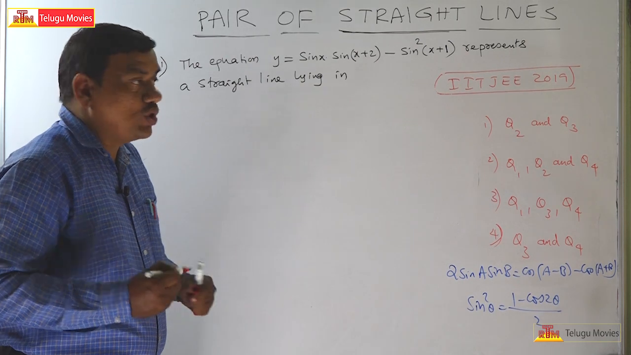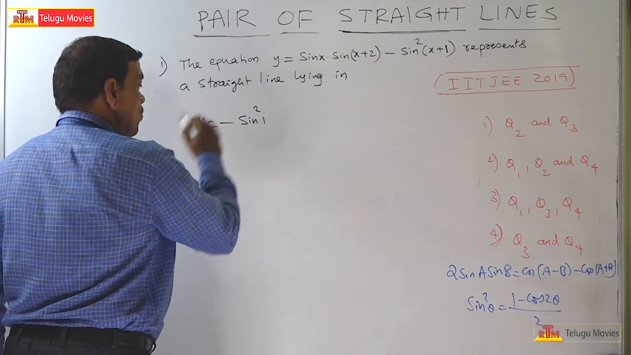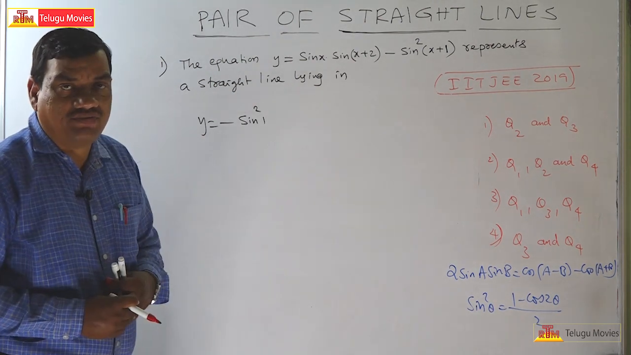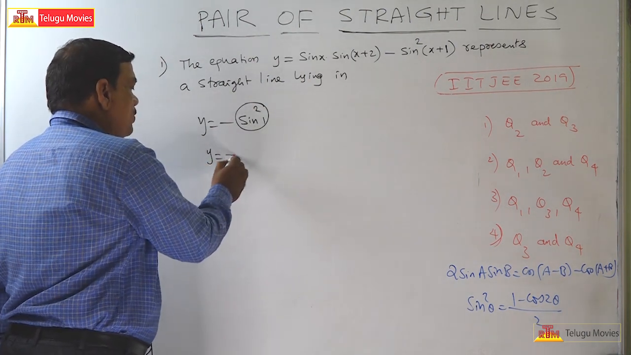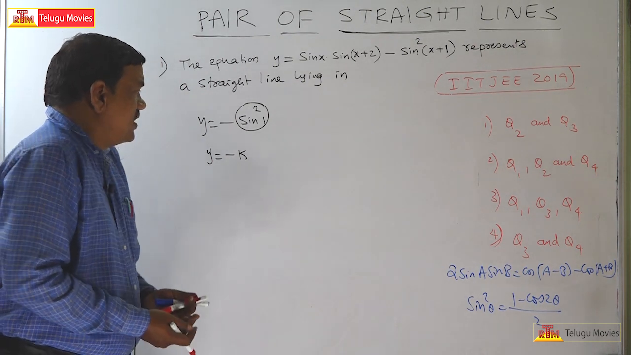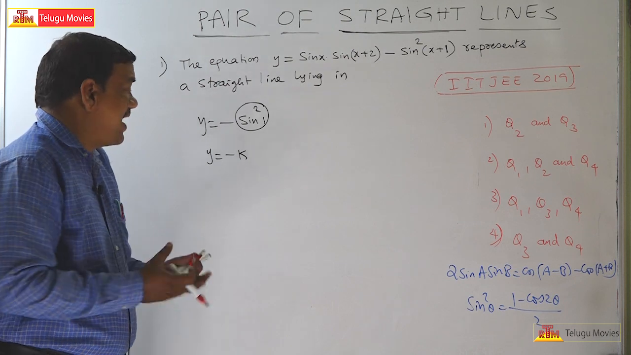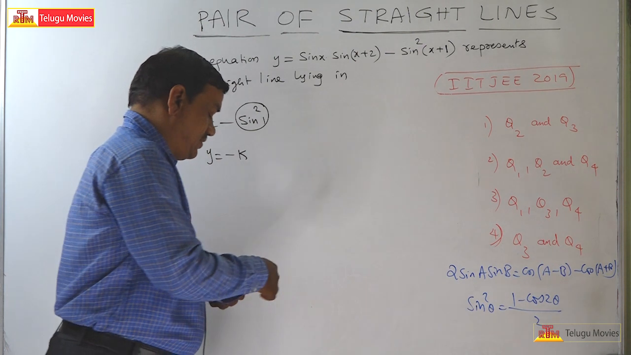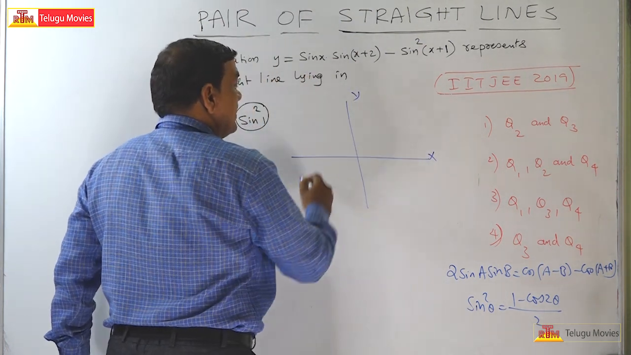Welcome back. So we got y is equal to minus sin square 1. 1 means here 1 radian. So where will this equation be? Whatever may be that, on the whole this is a constant, y is equal to some minus k you got. Sin 1 has some value, sin square 1 is also a constant, minus k value. So where will this line be? Minus k. So if you see this, this is the x-axis and y-axis.